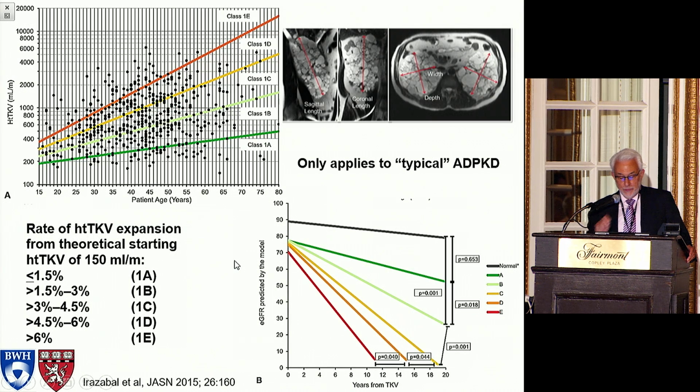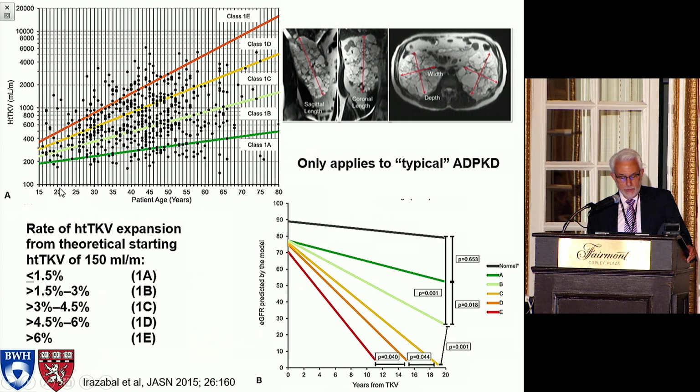Another way, which you're familiar with, I'm sure, is the Mayo imaging classification from Maria Razabal and Vince Torres. And this is done in a smaller group of patients, but it illustrates the impact of total kidney volume progression. So this is patient age on the x-axis. This is kidney volume corrected for height on the y-axis. And those people who have faster growing kidneys have larger kidneys at a younger age.